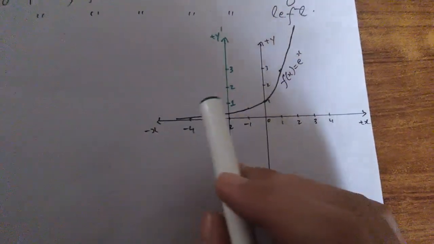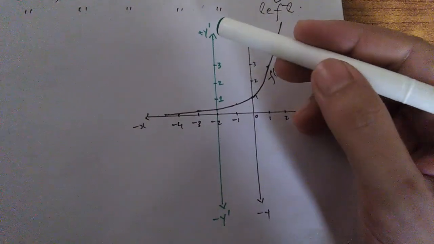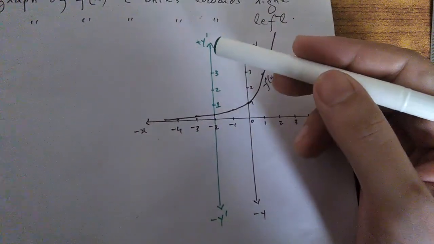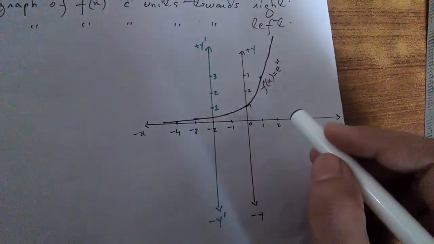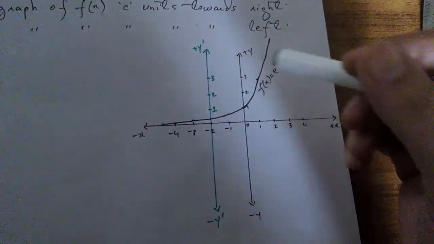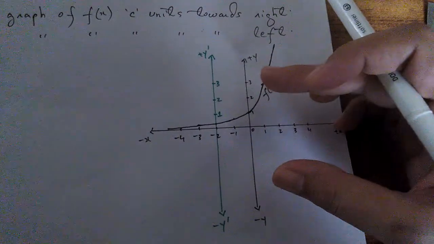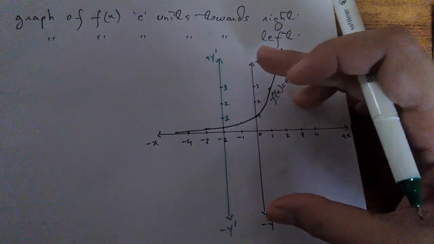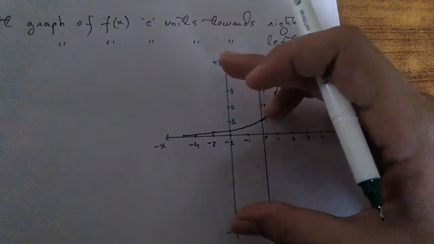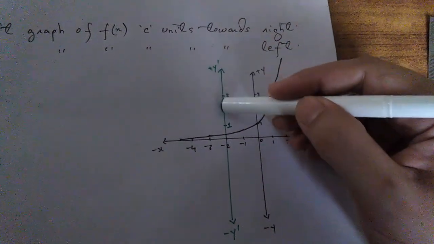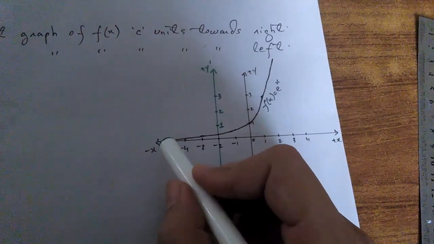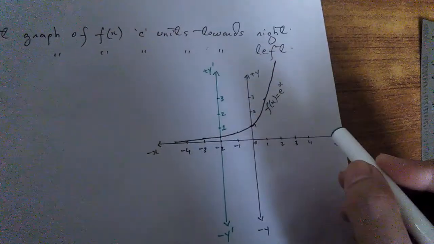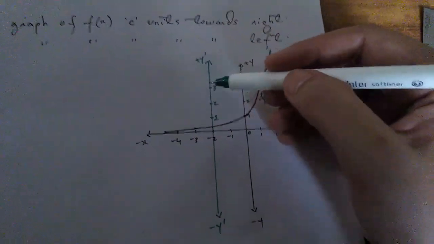You see, with respect to the new frame of reference axes, your x-axis is the same as the original one, but your y-axis has been shifted. It has been slid 2 units towards the left. Now this is the new y-axis, and the x-axis is going to remain the same. So now this is the new frame of reference.